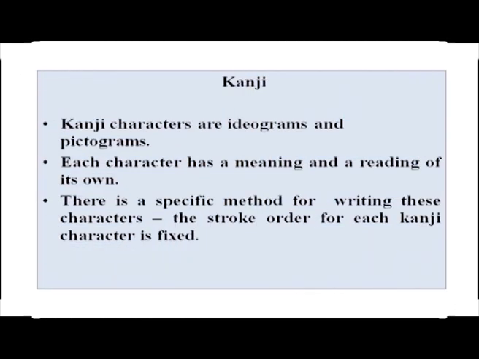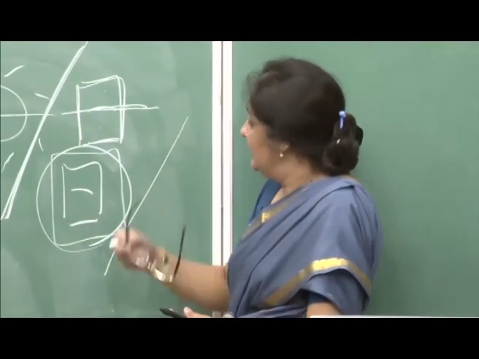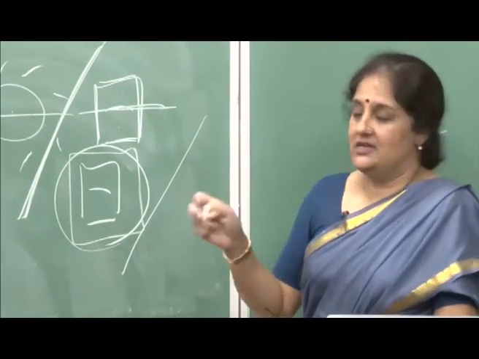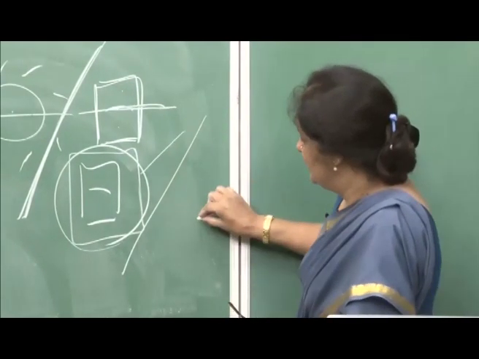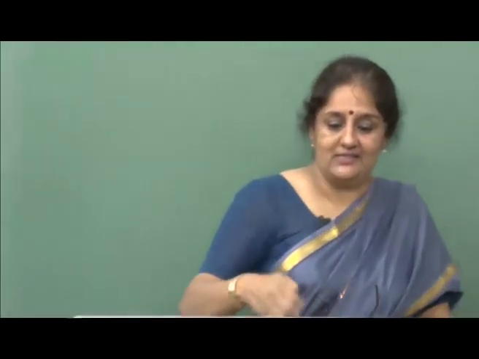Now, as I was telling you, kanjis are ideograms and pictograms. Each character has a meaning. Each symbol, as you can see over here, has a meaning and each character has a minimum of 2 readings, one a Chinese reading and another one a Japanese reading. So, please, as can be seen, each character has a meaning and a reading of its own.